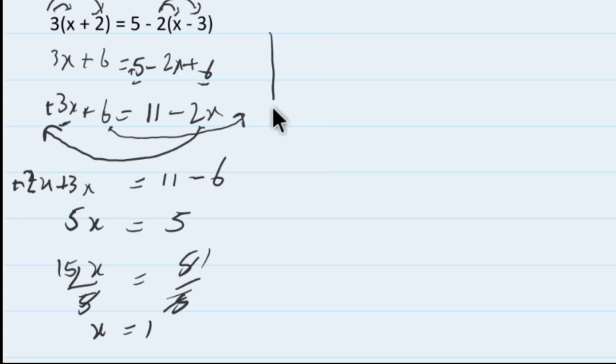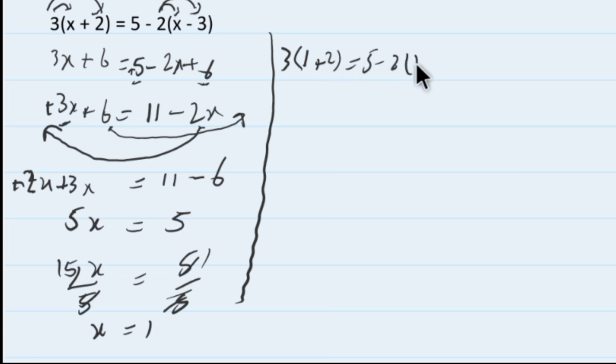Now we verify our answer by replacing x in the original equation. So 3 into, we will replace x by 1, plus 2 is equal to 5 minus 2 into 1 minus 3. So 1 plus 2 is 3.